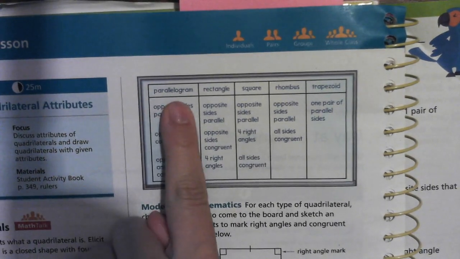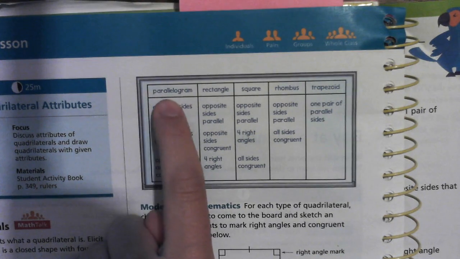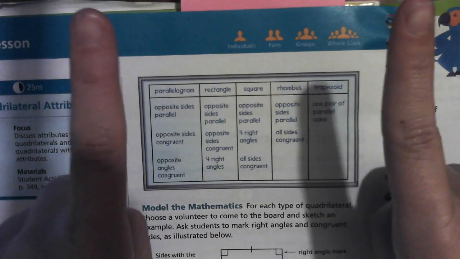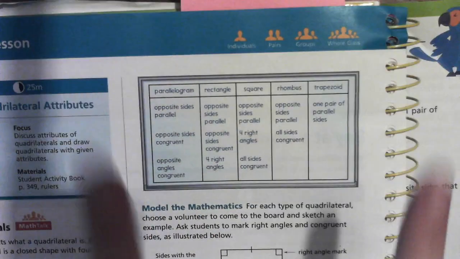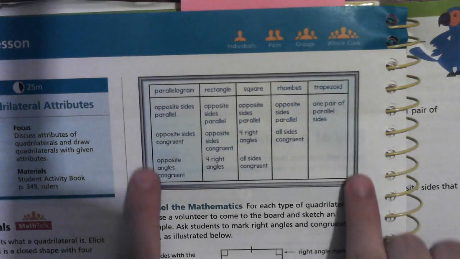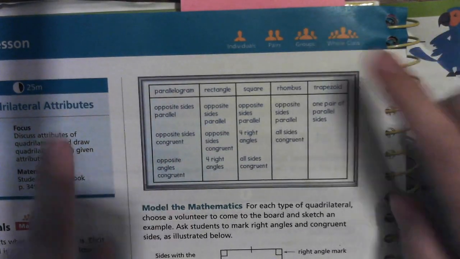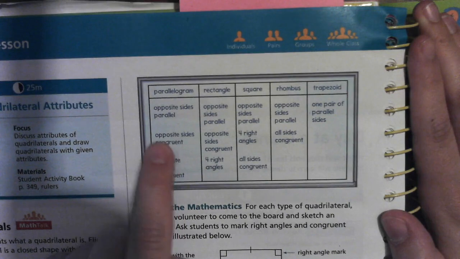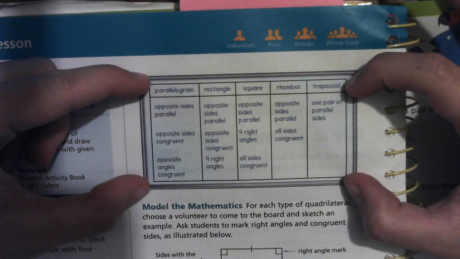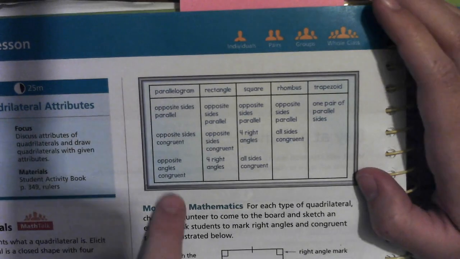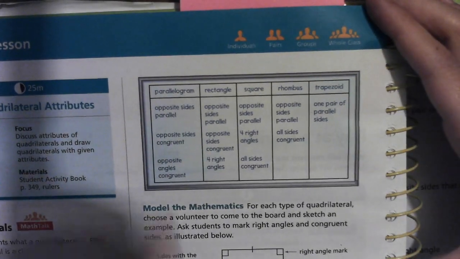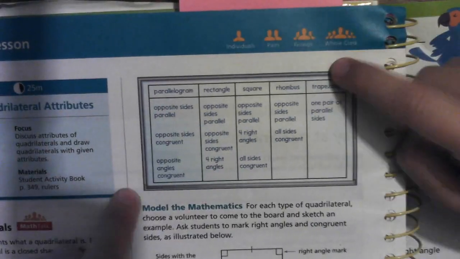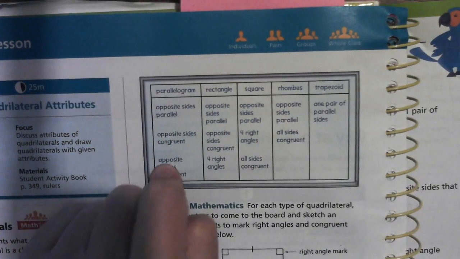So it goes through what a parallelogram is. The base word is parallel. A parallelogram means the opposite sides are parallel. So the opposite sides will never touch, even if you continue them. So these two sides of the table are parallel. The opposite sides are congruent. Congruent means equal. This side and this side are the same length, so these are congruent. Opposite angles are congruent. So that means that these two angles are the same, which they are, and these two angles are the same. That's a parallelogram.